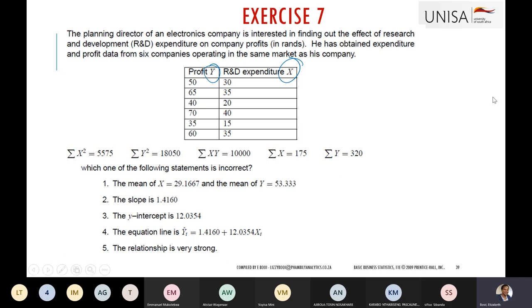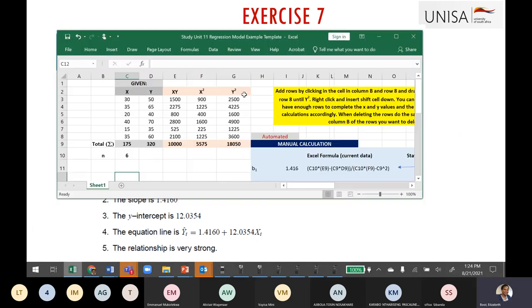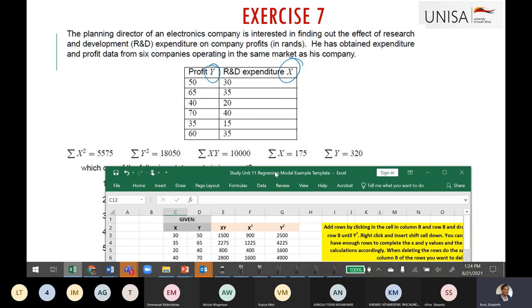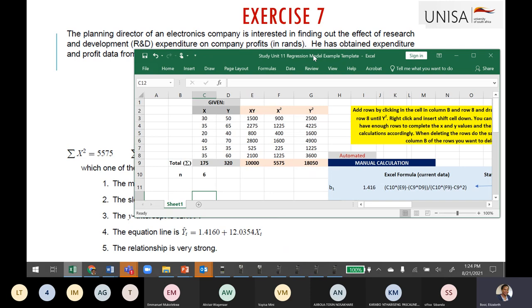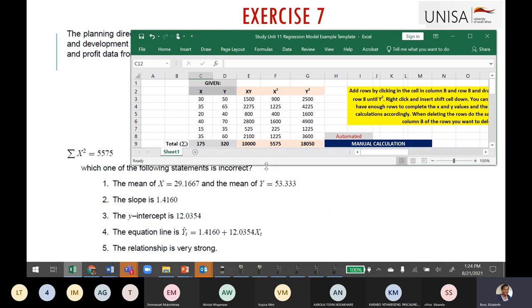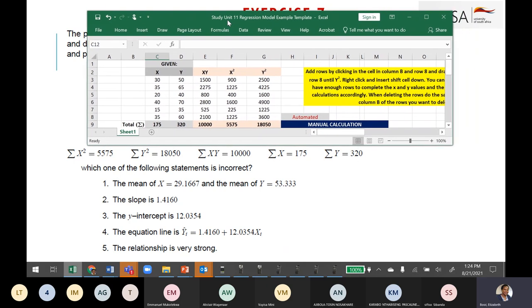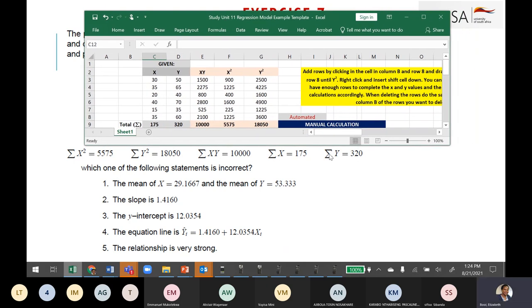No response. So what I did when I went out, I completed all of this on the Excel sheet. Capture my X on my X side, my Y on the Y, and have my totals. Let me scroll up a little bit. If you look at my totals, my sum of Y is 320. Sum of X is 175. Sum of X and Y is 10,000, so it matches exactly the same. Sum of X squared is 575, and sum of Y squared is that.